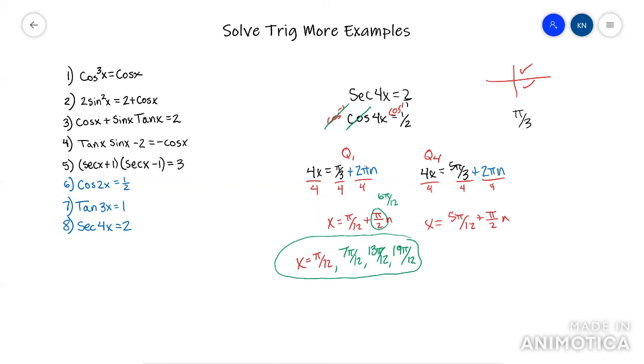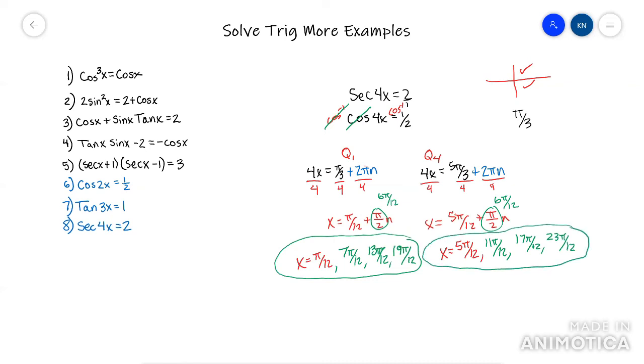Now I do the same thing on the one on the right. So my first answer is 5 pi over 12. For my next answer, I would be adding another 6 pi over 12, which is that pi over 2. So it's going to be 11 pi over 12, 17 pi over 12, and 23 pi over 12. If I did it again, I would get 29 pi over 12, which is bigger than 2 pi.